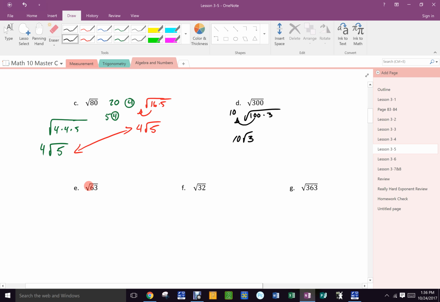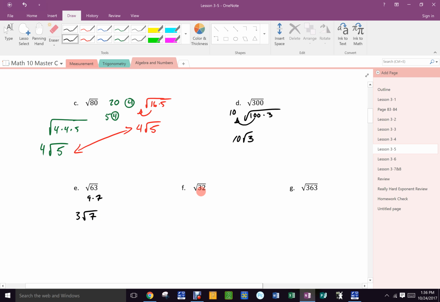63, what am I going to use? Why 9, James? Because you can square root 9. Because 9 has a square root. 9 times 7. What's the square root of 9? 3. So what goes out? 3. What stayed under there? 7.